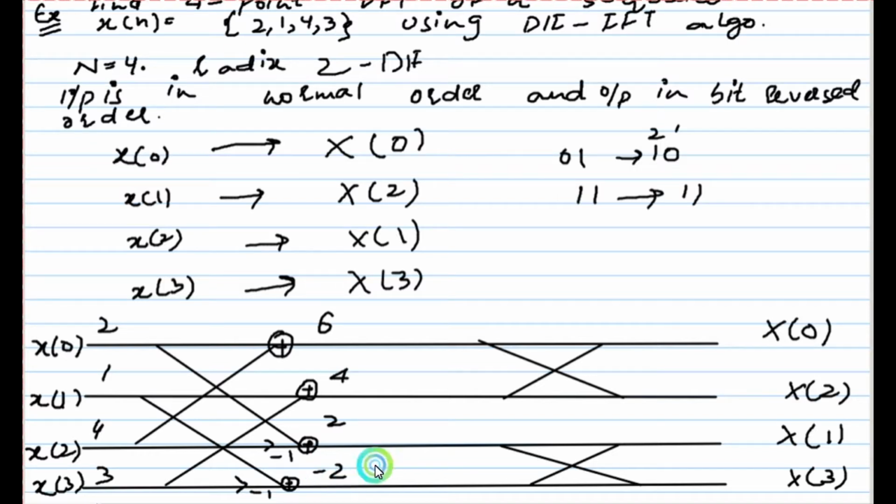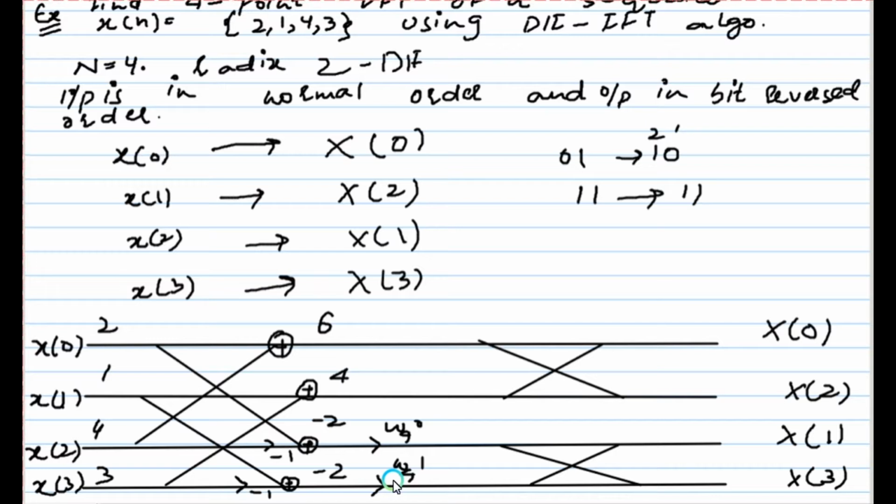On the lower side, on the odd part, we have multiplication by twiddle factors. We'll have multiplication by W40 here and multiplication by W41 here. So this term will become, sorry, it is minus 2 here, because it's 2 minus 4. And similarly here 1 minus 3 is again minus 2. So this will be minus 2 here, and this is W41.